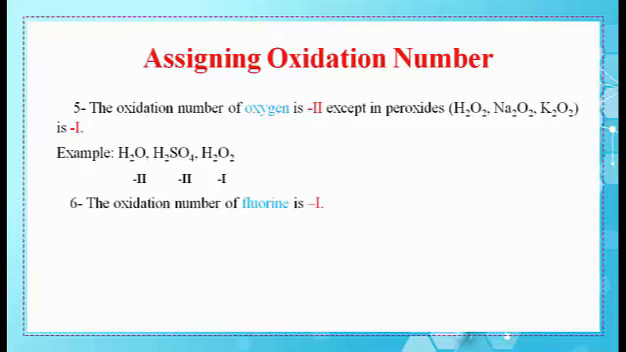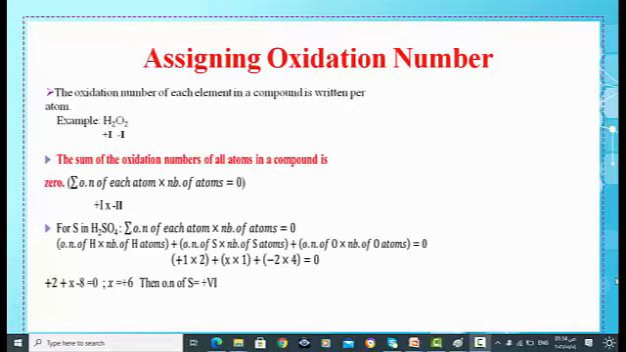The oxidation number of fluorine is always -1 in a compound. Example, KF and MgF2. F in a compound has an oxidation number of -1 always. The oxidation number of each element in a compound is written per atom. For example, in hydrogen peroxide, the oxidation number of hydrogen is +1, whatever the subscript is. Also, the oxidation number of O is -1 since it is a peroxide, and whatever the subscript is, the oxidation number is not affected.